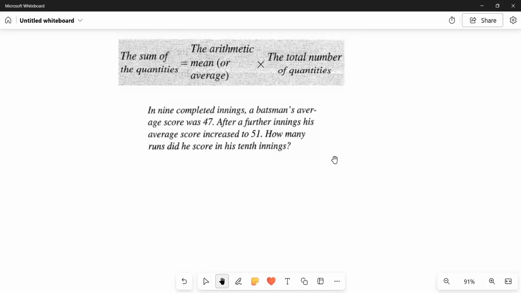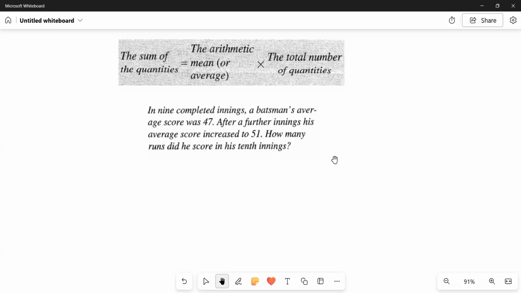Yes, sir. Thanks. Good. So they say in 9 completed innings, a batsman's average score was 47. After a further innings, his average score increased to 51. How many runs did he score in his 10th innings? Innings is like, okay, the last game, in the 10th game. Every time you play a match, you call it an inning. I know you don't watch cricket, some of you.